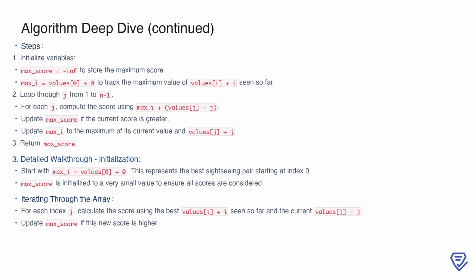Then, we loop through the array starting from index 1. For each index j, we calculate the score using the current max_i and values[j] - j. If the score is greater than max_score, we update it. After calculating the score, we update max_i by comparing its current value with values[j] + j. This ensures max_i always reflects the best sightseeing start point up to the current index. By the end of the loop, we return max_score as the result.